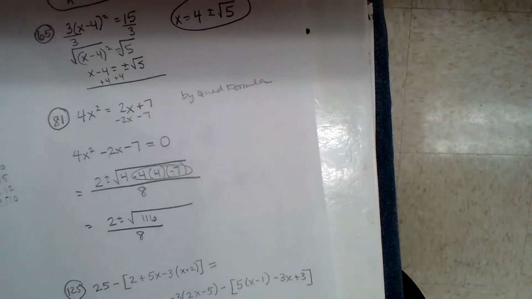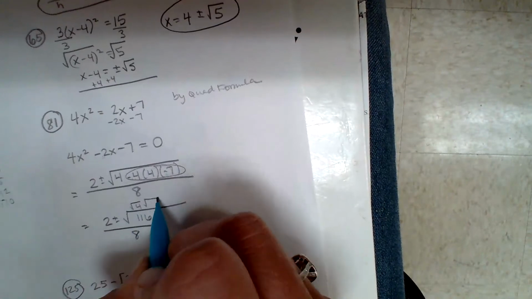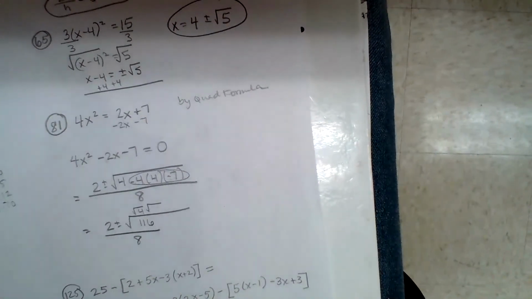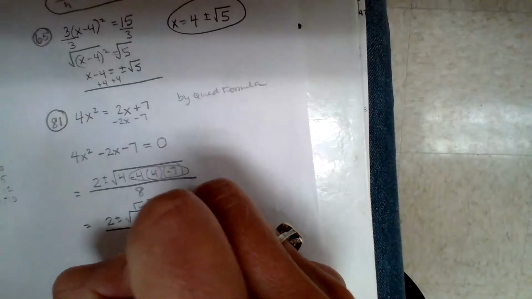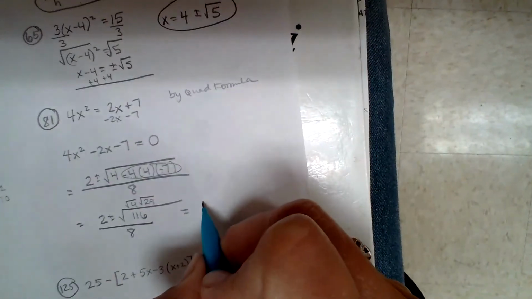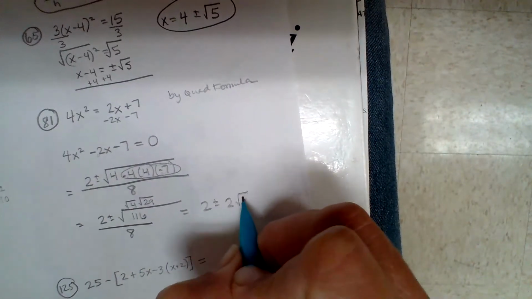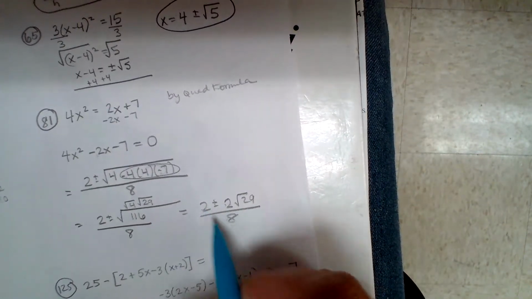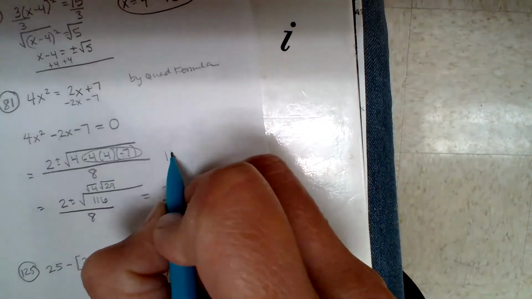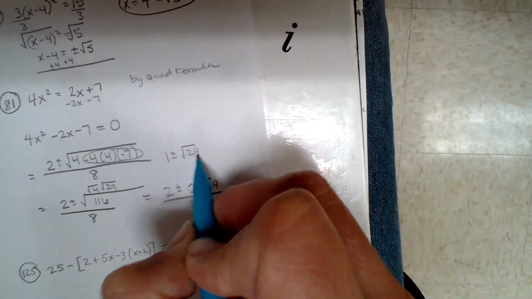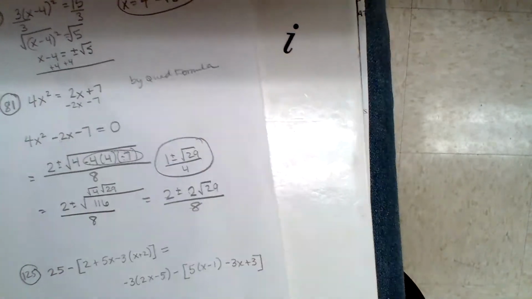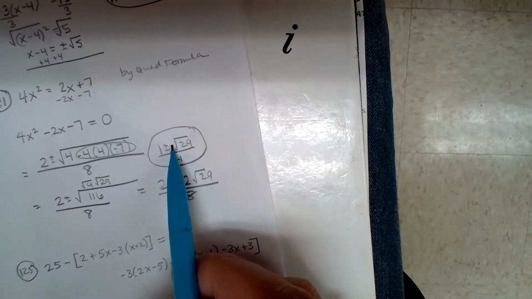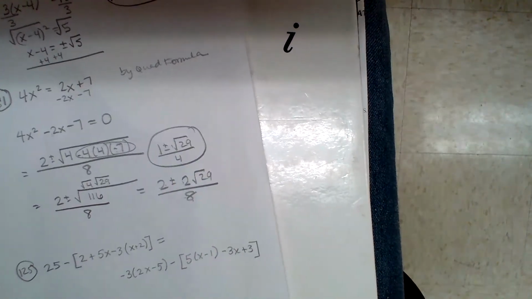And then the square root of 116, I know 4 goes in. So root 4 times 29. So that would be 2 root 29. 2 plus or minus 2 root 29 all over 8. And this, and this all reduce by 2, so we could make that 1 plus or minus root 29 over 4 would be our final answer. 2 becomes a 1, 2 becomes a 1 that you don't have to write, and 8 becomes a 4.